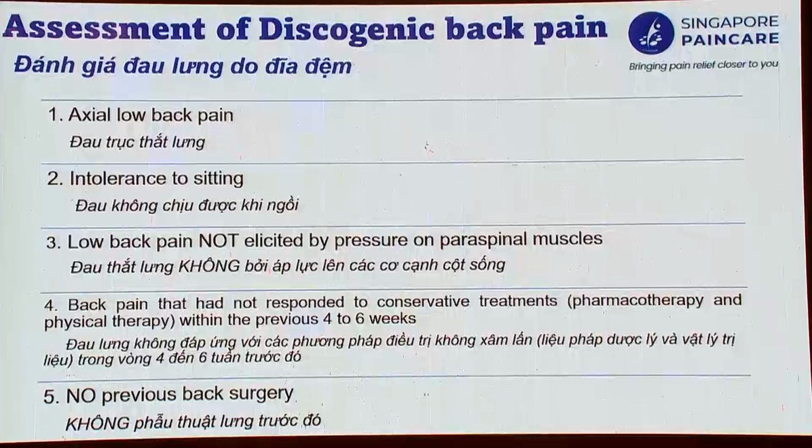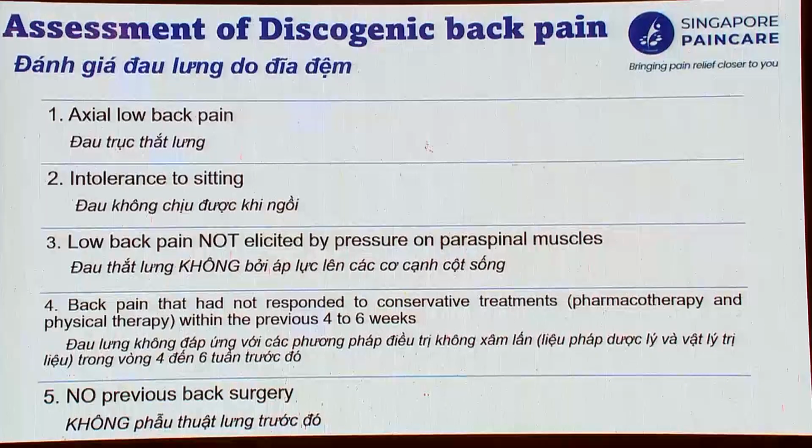The assessment of discogenic back pain is that, number one, a lot of the patients will complain of axial low back pain, plus or minus radiculopathy. 80% of the time it is mainly axial, 20% may have a radiculopathy component. There is a significant intolerance to sitting. After 30 minutes of sitting, patients will find it painful. They have to change their position, they have to stand, they have to shift, they have to move. Back pain itself is not elicited by pressure on the paraspinous muscles.